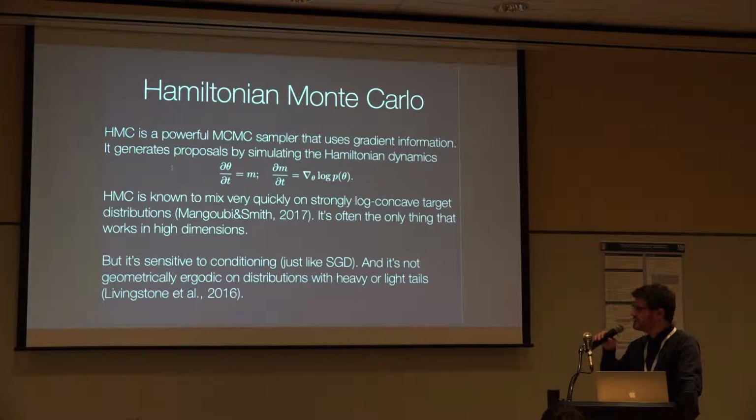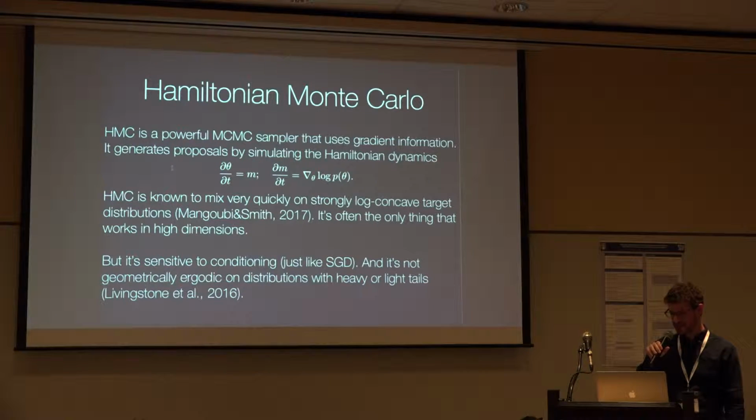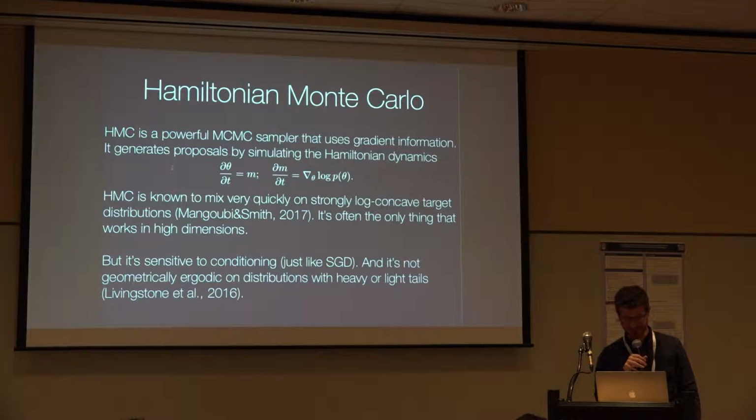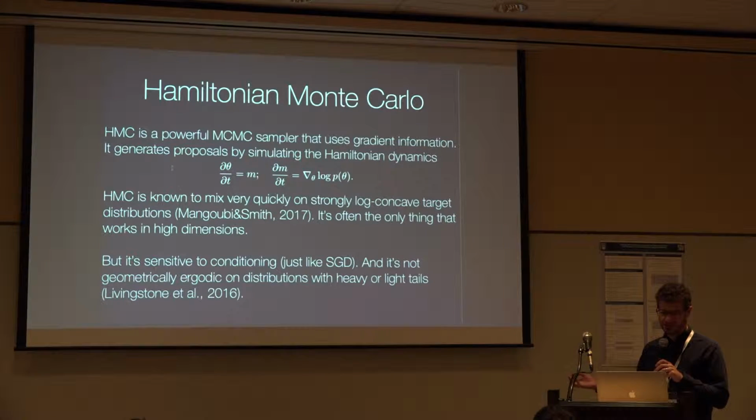And then finally, Hamiltonian Monte Carlo. Probably many of you are familiar with it, but just to recap, it's a sampler that uses gradient information. Gradients are basically the best deal going in high dimensions: you get order D information for order 1 extra computation. It generates proposals by simulating Hamiltonian dynamics, where the state changes proportional to the auxiliary momentum variables M, and the momentum evolves according to the gradient of the log density, which we can think of as a negative energy.